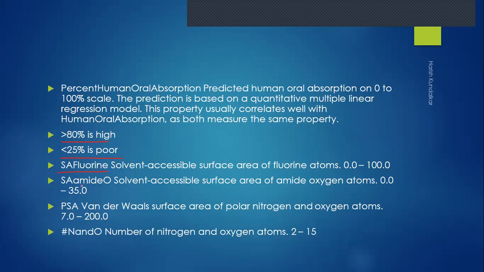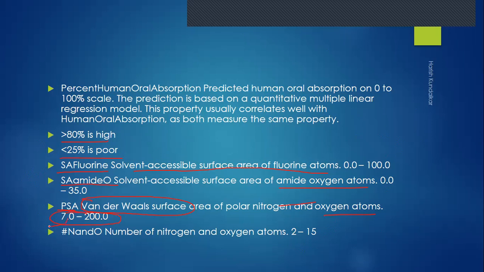Then we have solvent accessible fluorine, SA fluorine, that is solvent accessible surface area for fluorine atoms, for those molecules which have fluorine in them. Solvent accessible amide is for those which have amide oxygens. Polar surface area is another important parameter. When we talk of the van der Waals surface area for polar nitrogen and oxygen atoms, this value should be between 7 and 200.